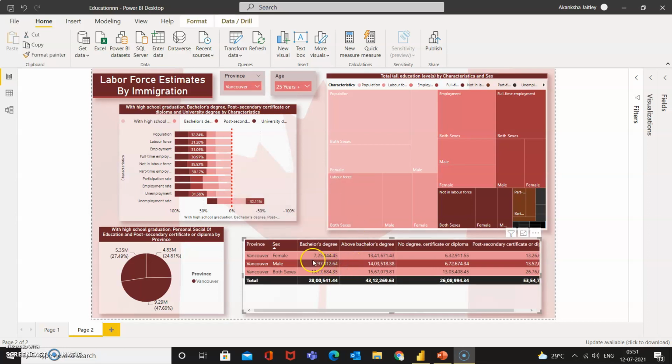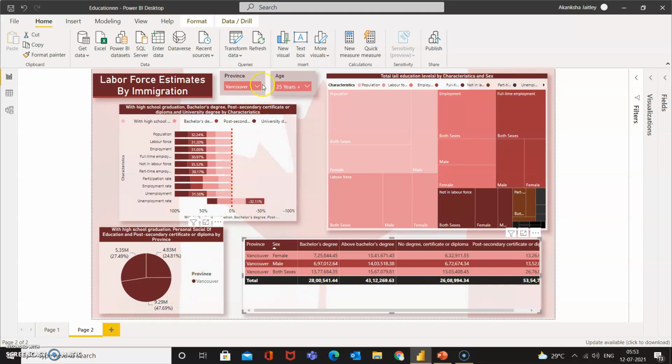From here itself, if we move to the table chart, we can see that for bachelor's, this number of females were unemployed, this many males were unemployed, and for both sexes this much amount was unemployed, and this is the total value that gives us a percentage of about 16.17, and it works similarly for other degrees.